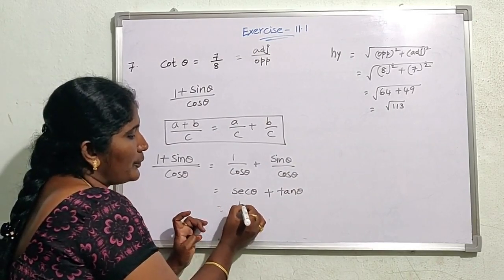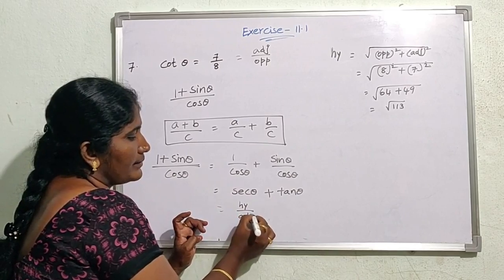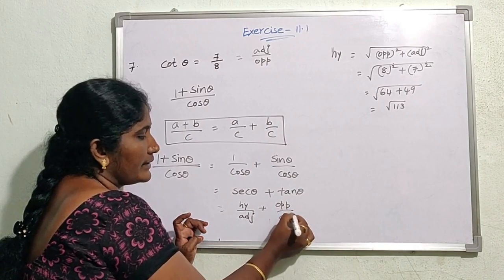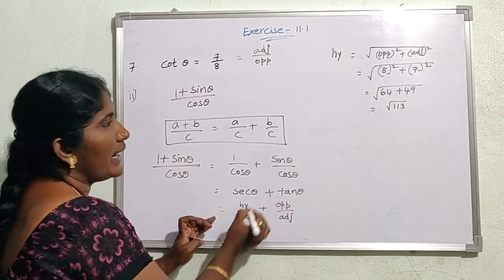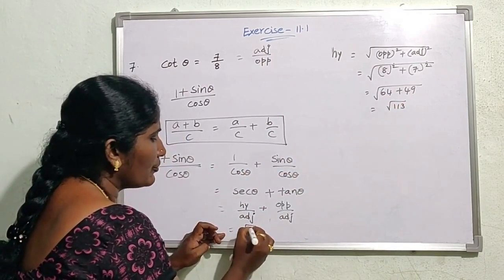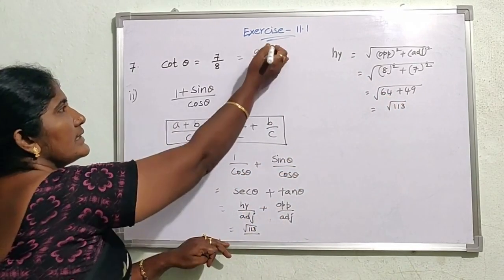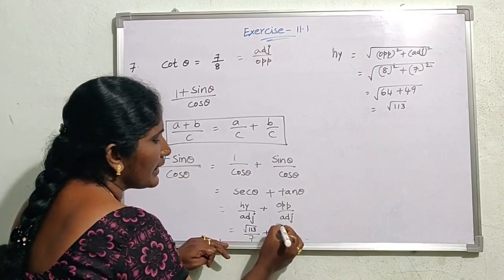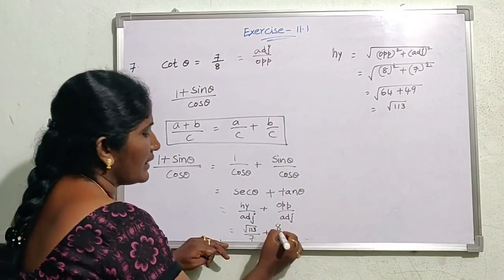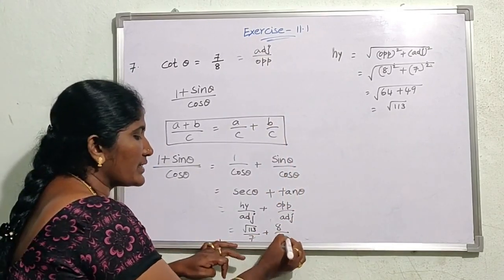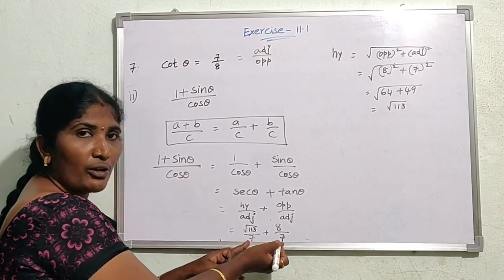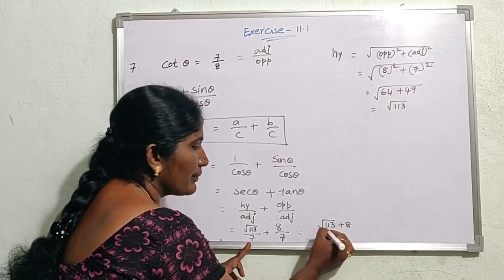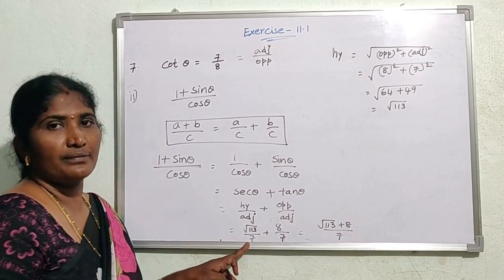Secant theta is hypotenuse by adjacent side plus tan theta is opposite side by adjacent side. Now substitute the values. Hypotenuse is root of 113 by adjacent side is 7 plus opposite side. What is opposite side here? 8. And what is adjacent side? 7. By observing these two fractions, both are having same denominators, means like fractions. Write numerators 113 plus 8 by single denominator 7.